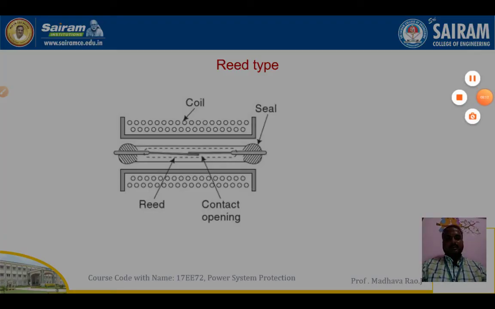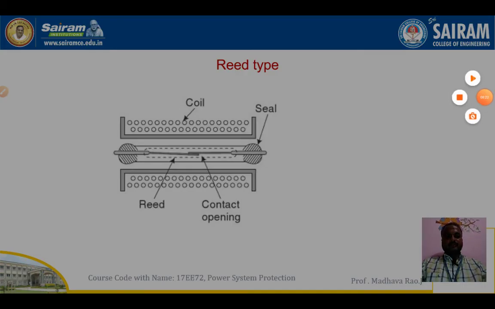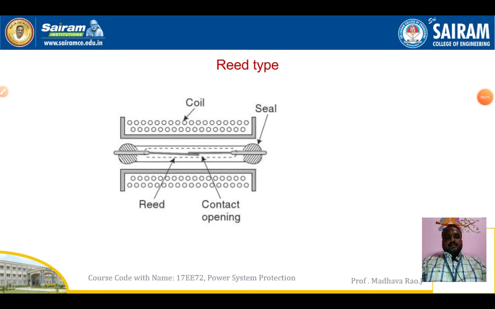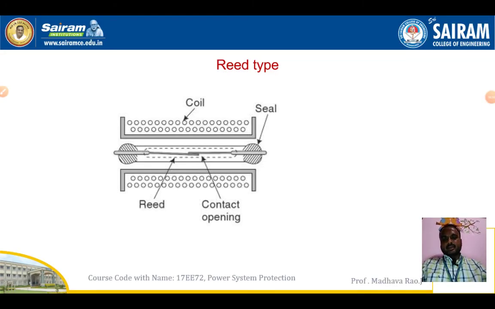In this relay we have a coil, seal, reed and contact opening. So this is the reed type relay. See here, the reed type relay consists of a coil and nickel iron strips. You can observe in this diagram the nickel iron strips. One is the reed and the other one is the contact opening.